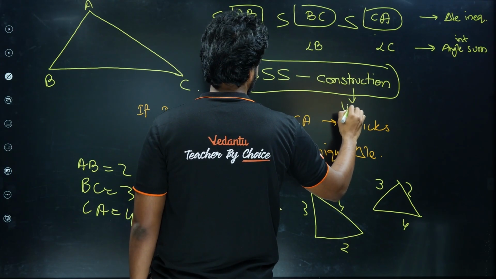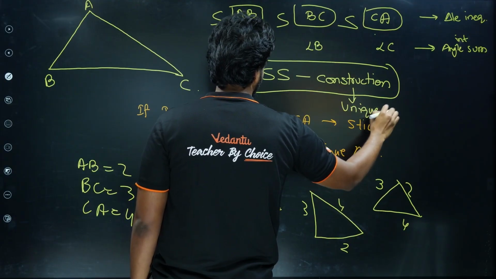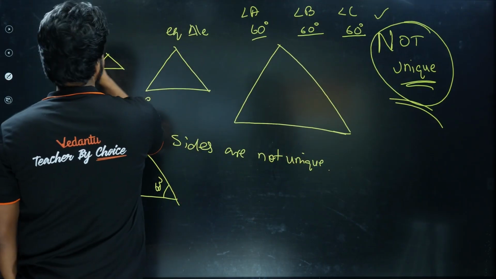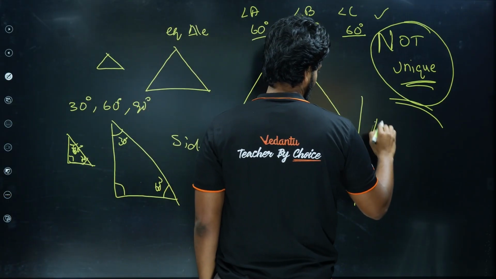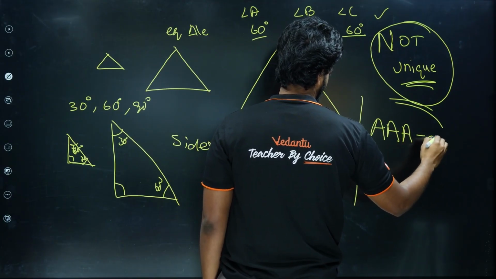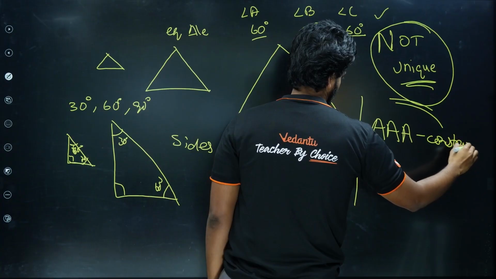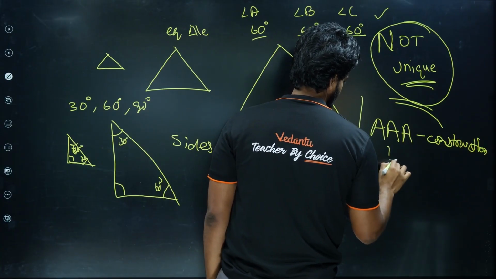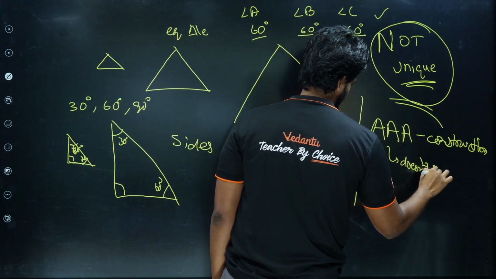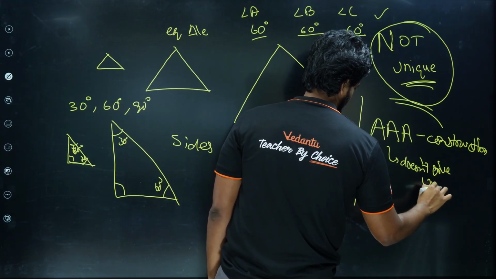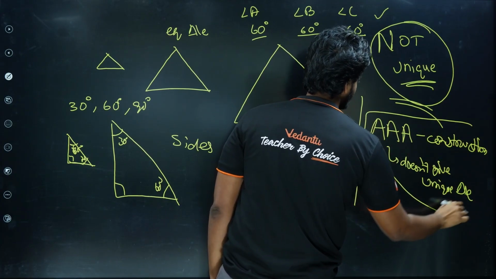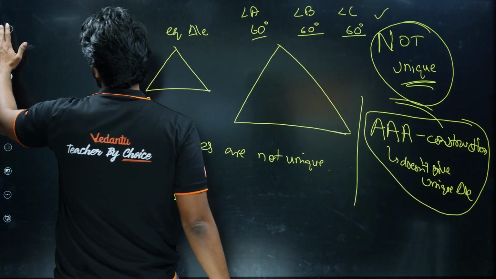This will be unique. But we saw that AAA, angle construction, doesn't give a unique triangle. But it does give similar triangles, which we will talk about later.